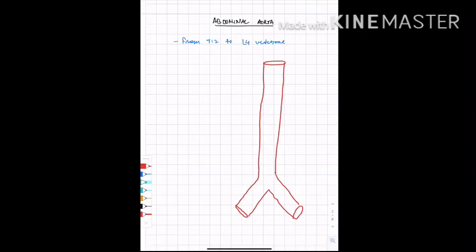So abdominal aorta runs from T12 to L4, where it divides. The branches of abdominal aorta are divided into three types that I have already told you. The first type would be ventral branches. We would see what all branches come from the ventral part. Second is the lateral branches, and last is the dorsal branches.